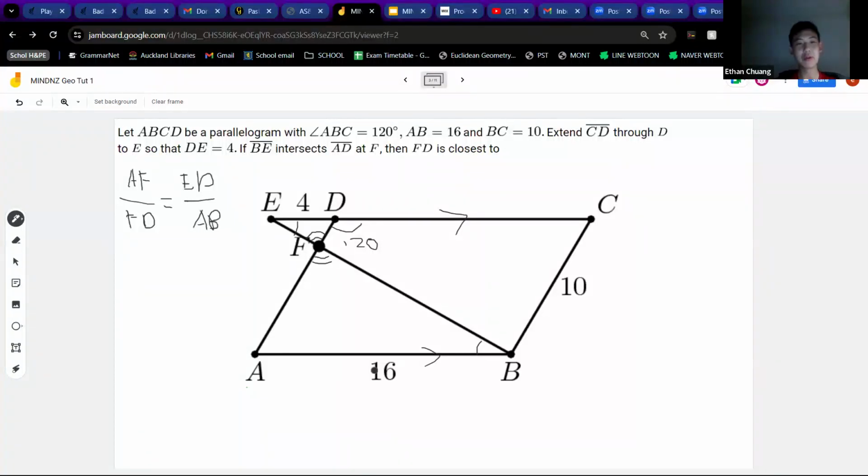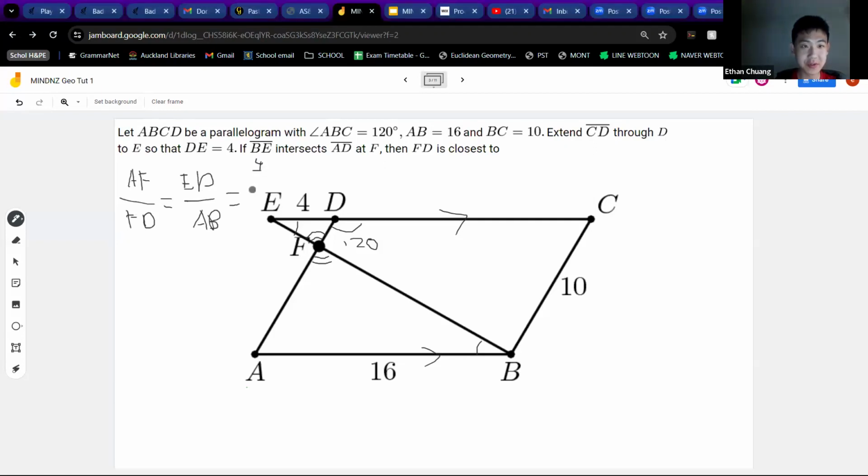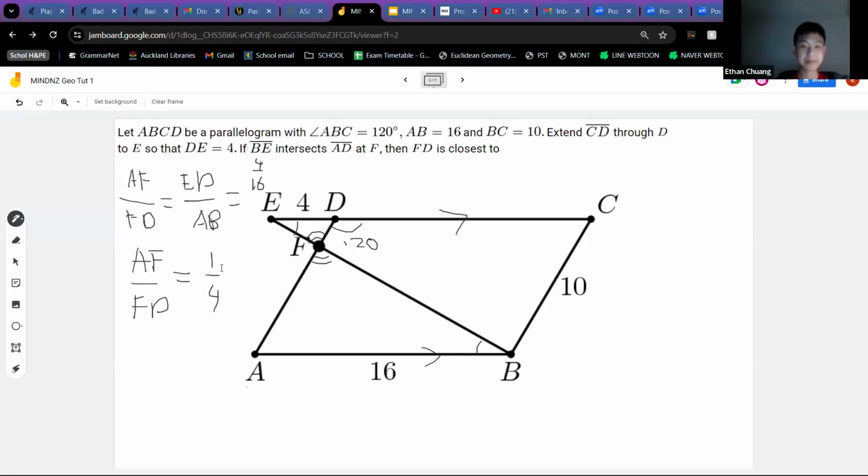This is true from the ratios for the similar triangles, right? And we know that ED over AB is equal to 4/16, right? So we know that AF over FD equals 1 over 4. Right? Is everyone following so far?